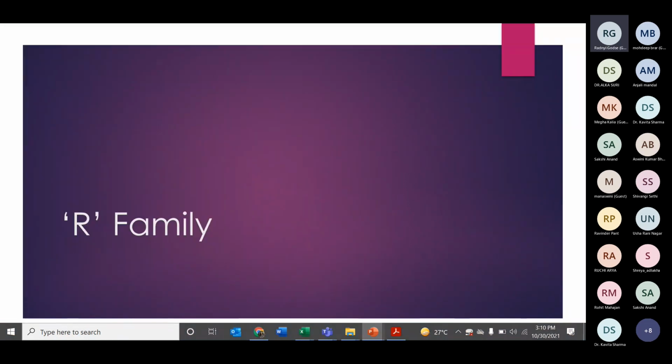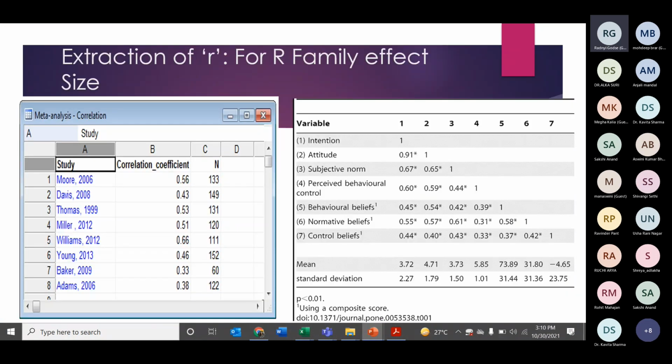Now, the R family effect size, which we have just calculated. For the R family effect size, what do you have to take from each of the papers? My paper just showed you that you have to take the correlation values. But how to take correlation values? On the right side, you see something called a correlation matrix. You will find this in all your included papers.